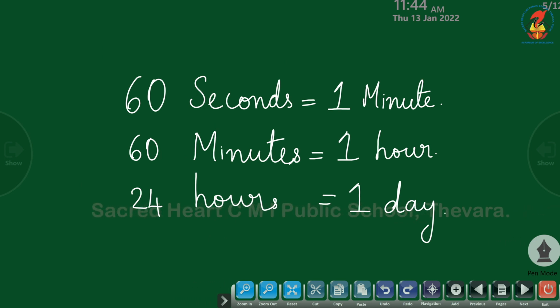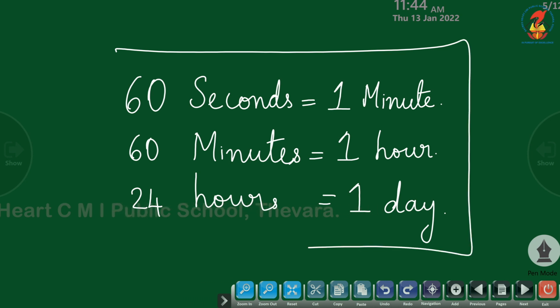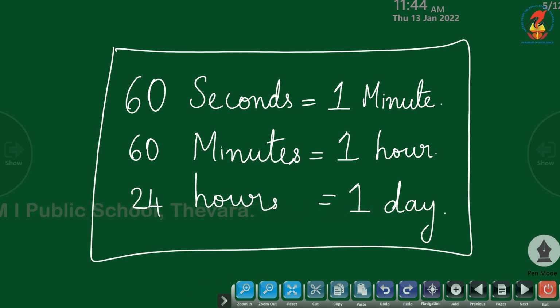So in conclusion, we can say 60 seconds is equal to 1 minute. How many small divisions are there in a clock? That is 60 small divisions. Each big division has 5 small divisions, so totally 60 small divisions are there. That means 60 seconds is equal to 1 minute. So here 60 minutes make 1 hour. We already know that 1 day is equal to 24 hours. So 24 hours make 1 day.